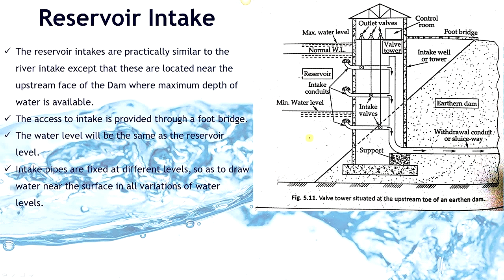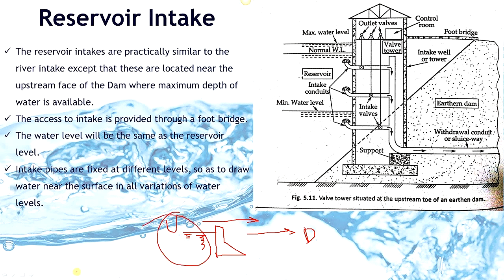These reservoir intakes are constructed at the upstream face of the dam where the maximum depth of water is available. Let's see here. If this is a dam or reservoir and the flow of water is in this direction, then this face we call the upstream face, and this face is the downstream face of the dam. Always the depth of the water will be more on the upstream side as huge quantities of water are stored here. The intake structure is constructed on this upstream side only.